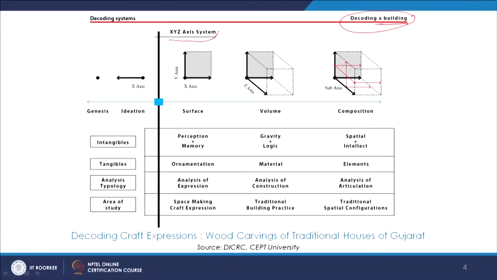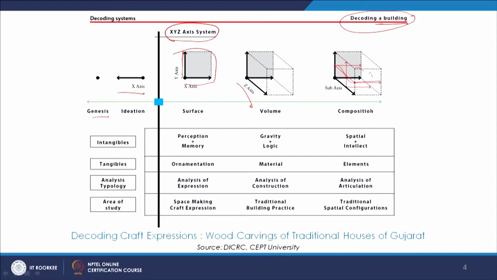So if we try to consider a building as a system in terms of XYZ axis system, then if we see X axis, we could just consider it as a genesis leading to the ideation, and when we add another axis, Y axis, so now we have a surface. When we add the Z axis, we have a volume, and when we talk about sub axis, it generates a composition. So largely when we try to understand a building or a craft which is integrated within it, and we try to decode the system that it inherits, we try to break that building or a craft in terms of axes, various axes, and then we try to connote those in terms of different tangibles and intangibles.